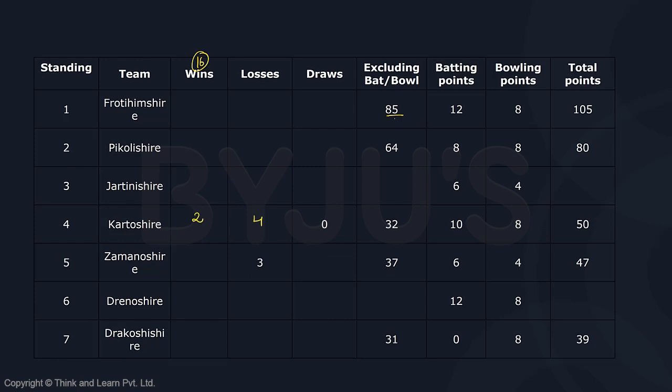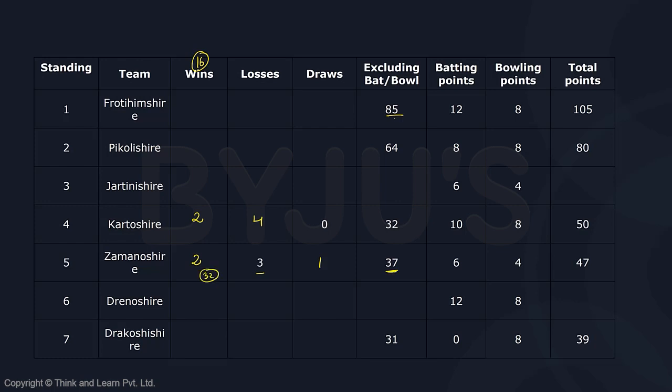So definitely 2-1 must be there. 2 wins must be there. It cannot be beyond that also, because 16 into 2 is 32, right? And if you take 3 wins, it will be 48, which is not possible because of 37, right? So definitely the number of wins must be 2 and number of losses is 3, so number of draws must be 1. So 32 points we got from here.